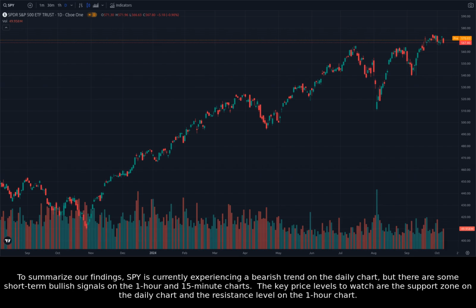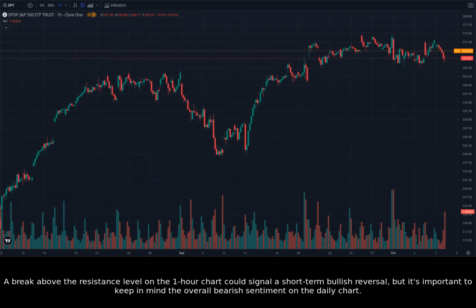To summarize our findings, SPY is currently experiencing a bearish trend on the daily chart, but there are some short-term bullish signals on the 1-hour and 15-minute charts. The key price levels to watch are the support zone on the daily chart and the resistance level on the 1-hour chart. A break above the resistance level on the 1-hour chart could signal a short-term bullish reversal, but it's important to keep in mind the overall bearish sentiment on the daily chart.